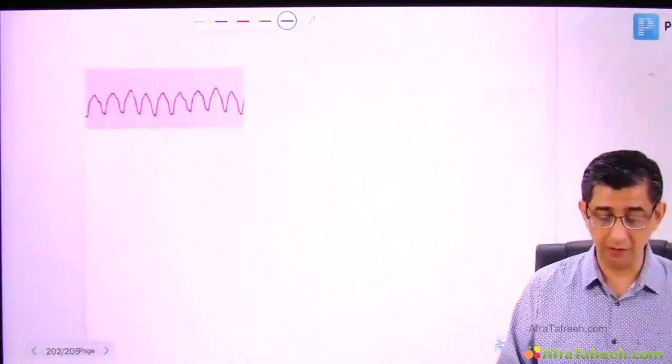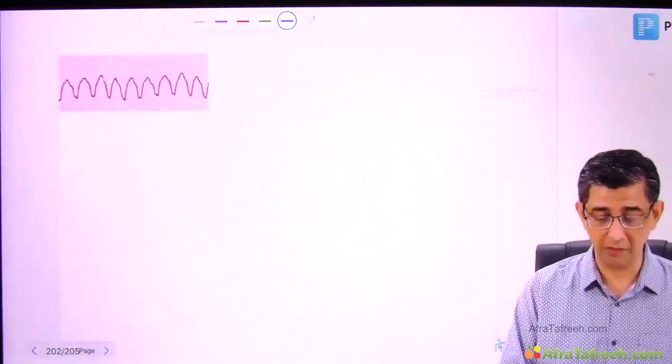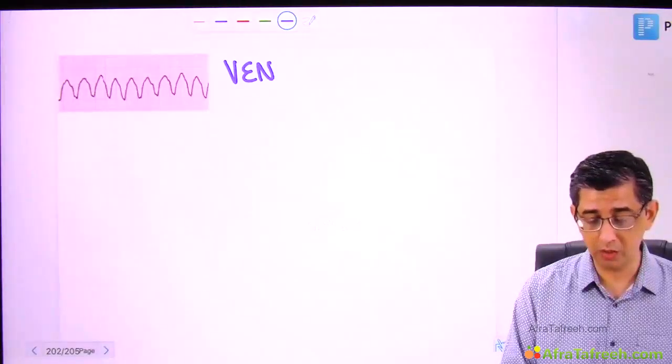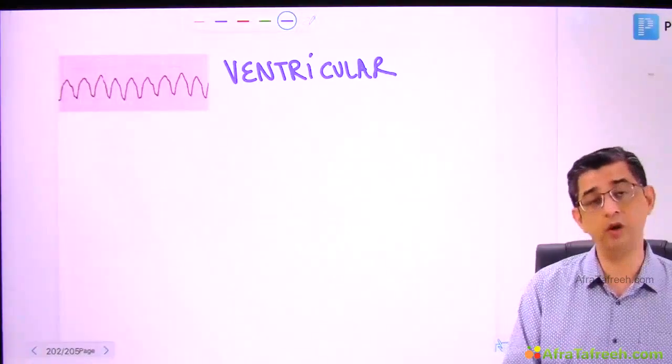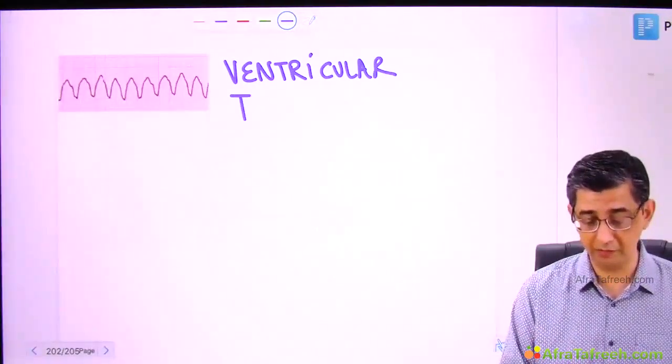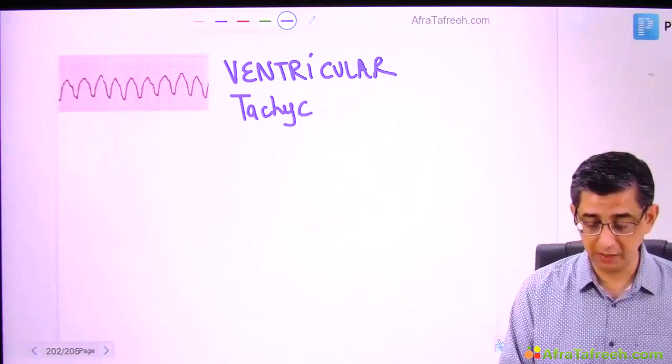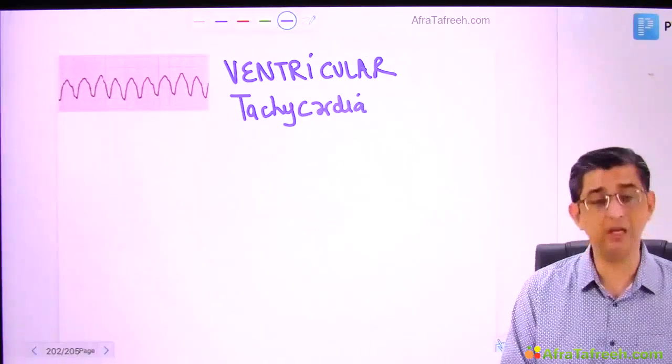The next topic that we'll be discussing is again a hot favorite of our examiners. This is broad QRS complex tachycardia, and we're going to talk about two varieties of it, the monomorphic and the polymorphic variety. First I'm going to focus on the traditional one that they love to ask, ventricular tachycardia, commonly written as VT.